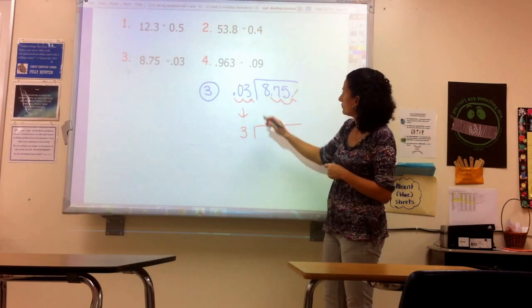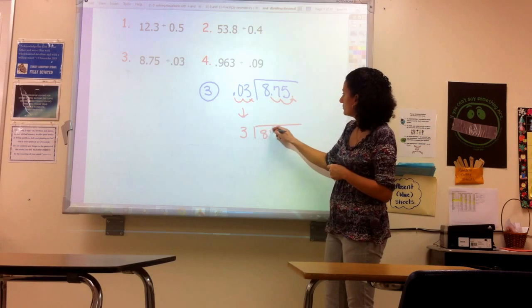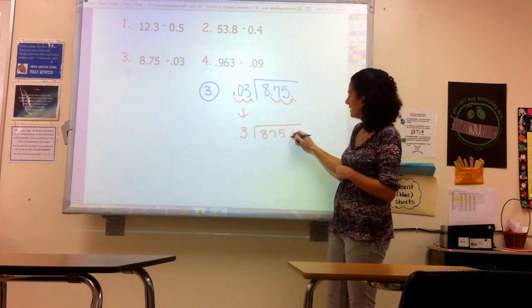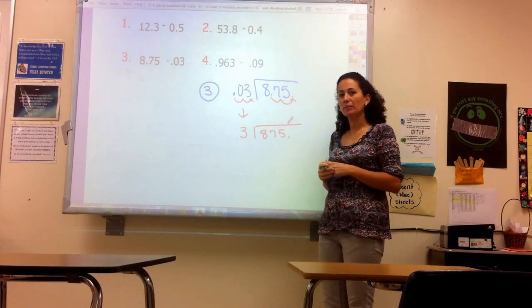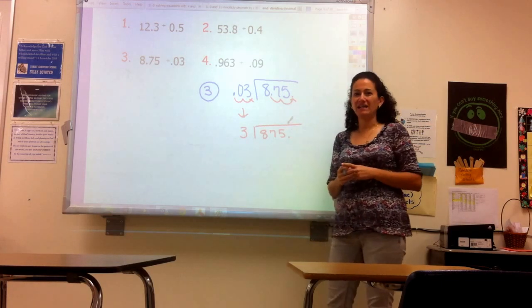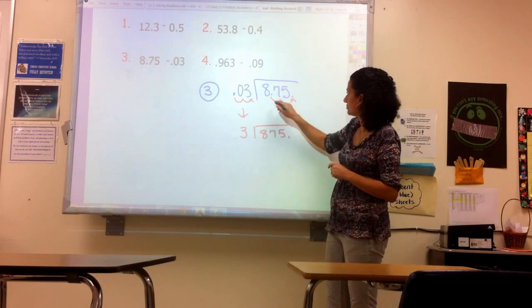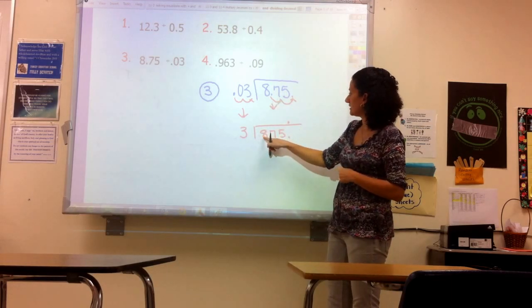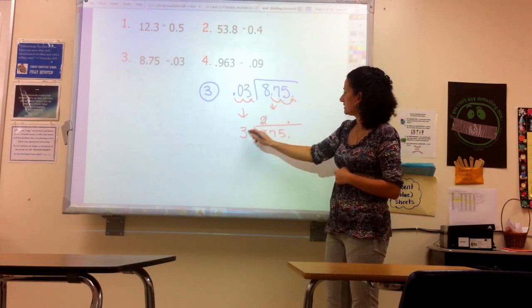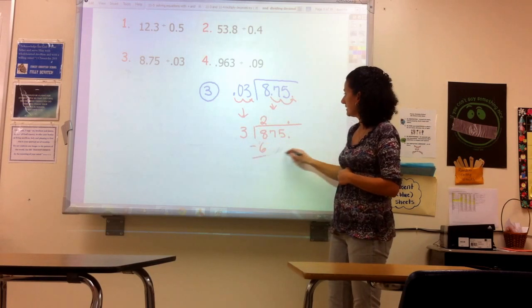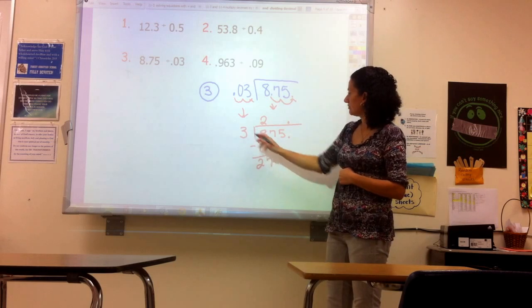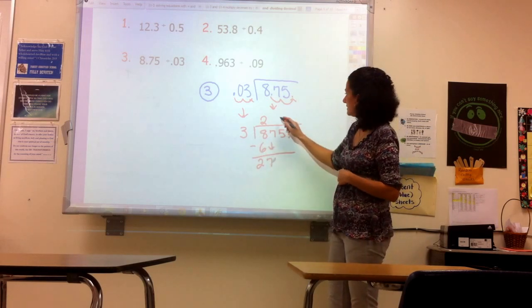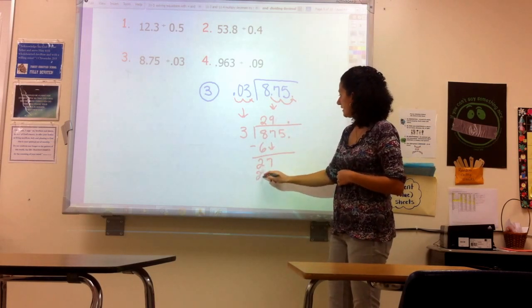So I now have 3 divided into 875. My decimal stays there at the end of the number, and that's where it ends up in my quotient, or my answer. And then I divide as usual. So 3 goes into 8 2 times, because 2 times 3 is 6. Remainder 2. Bring down the 7. 3 goes into 27 exactly 9 times, and I have no remainder.